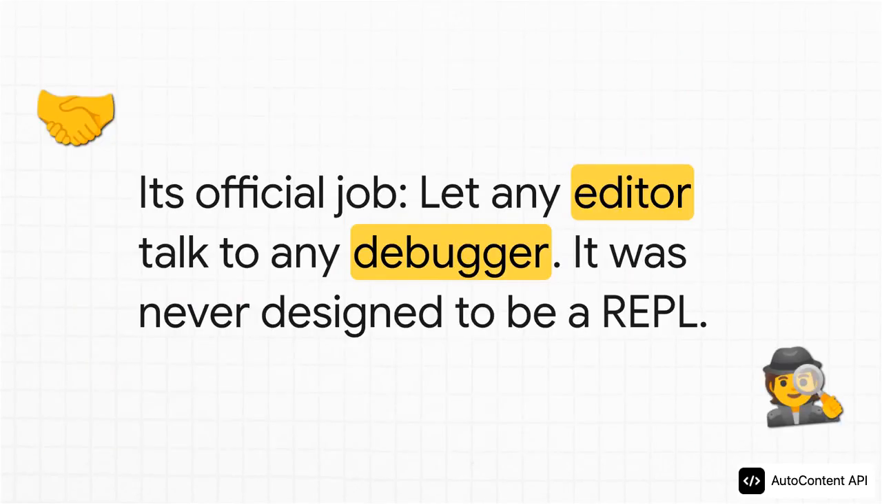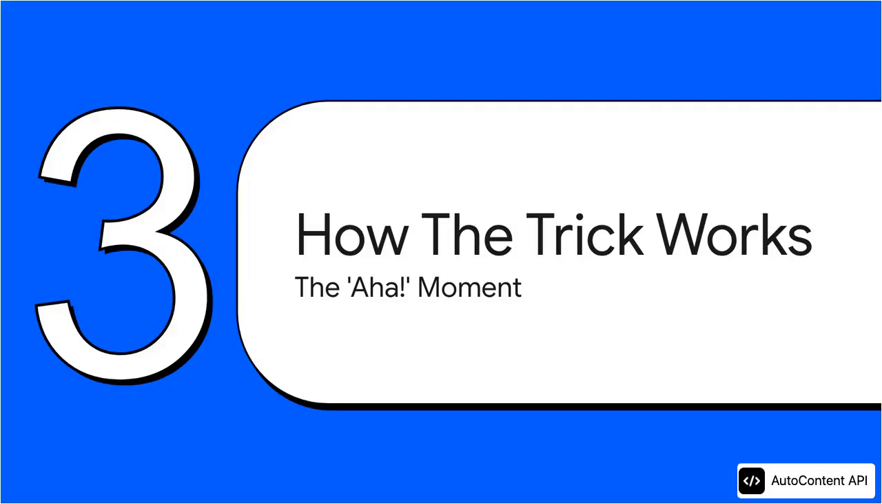Simple. So here's the crucial point. DAP was built for stuff like setting breakpoints, stepping through code, and inspecting variables when a program is paused. It was never, ever intended to be an interactive command line. Using it as a REPL is a complete off-label hack. Okay, this is where it gets really, really cool. How can a protocol designed for one thing be so good at something else entirely? Let's connect the dots. This is the aha moment.